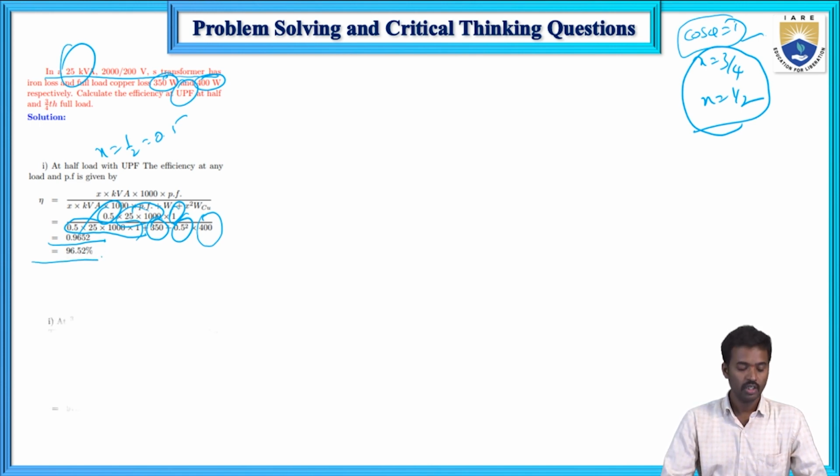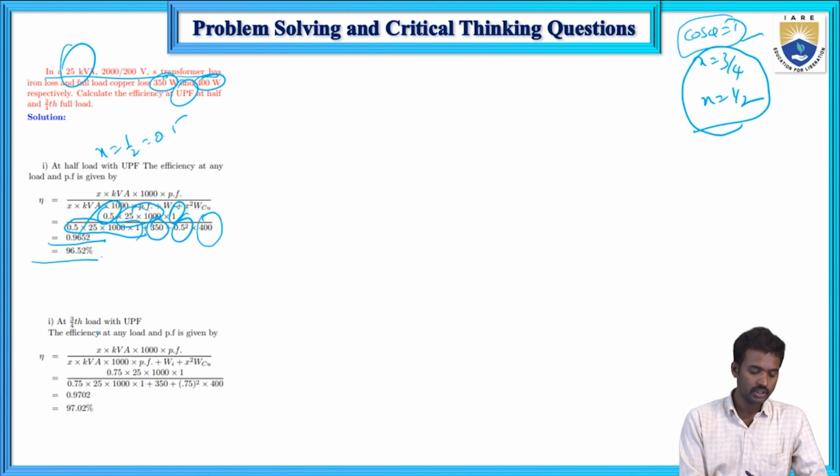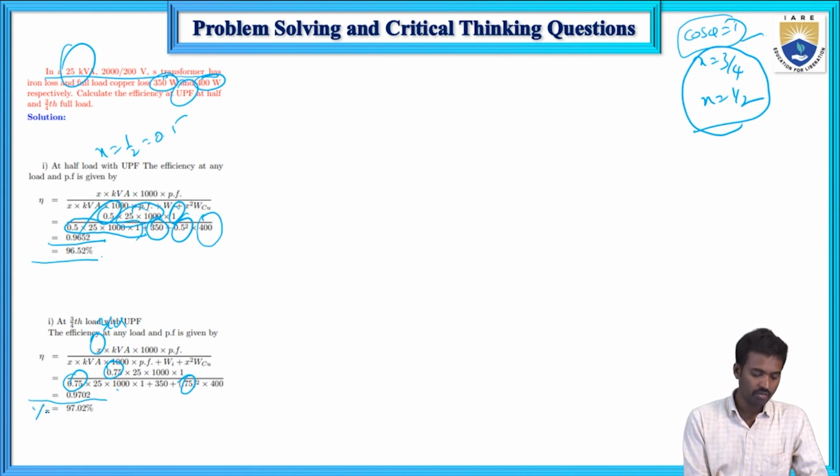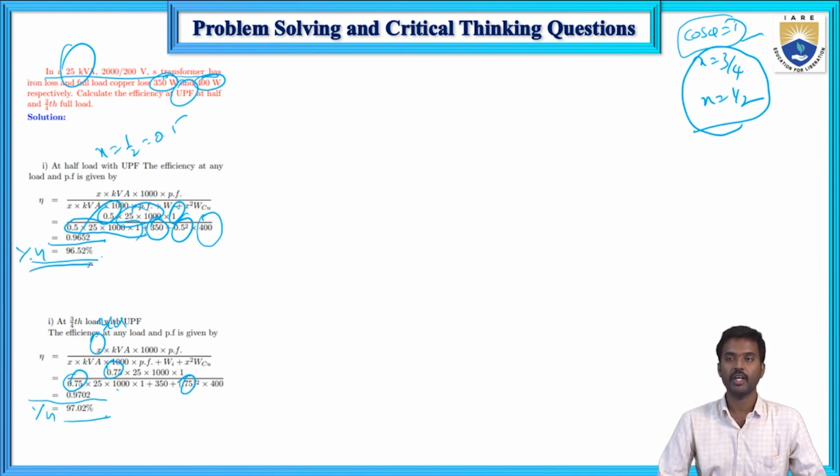And next for the 3 by 4th load, the only change is here 3 by 4 and 0.75. Remaining values are same. So that value, efficiency equals 0.9702. So percentage efficiency equals 97.02.